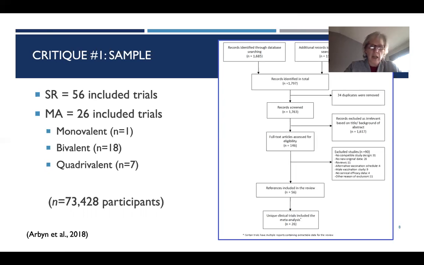They came up with 1,685 articles. They were able to add a few more based on additional research they knew about. So they started with 1,797 articles, removed the duplicates, and then individually they screened the 1,763 articles. So they did it individually, and then they were able to eliminate 1,617 more. And then together they screened the 146 articles to really eliminate discrepancies, and they excluded 90 more. So they started with 1,797, and how they ended, the systematic review had 56 trials, and the meta-analysis had 26 trials. And there were a total number of participants in all of those combined trials that were over 73,000.